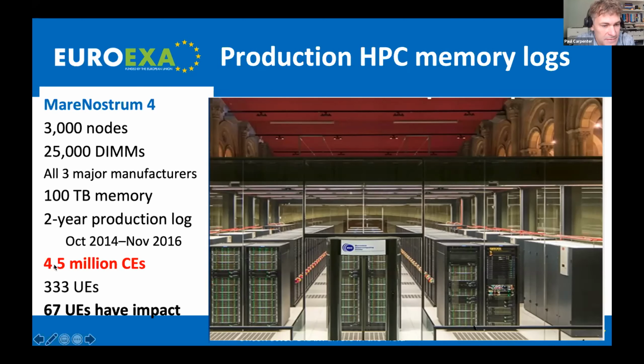During that period of just over 2 years, there were 4.5 million corrected errors, so lots, but only 333 uncorrected errors. And the UEs are also quite bursty. You tend to have a UE and then, bang, bang, bang, a few more UEs right in succession. So really only the first one is going to matter. Once you deal with this burstiness aspect, you're down to 67 UEs. So there are many orders of magnitude, as of course people know, between corrected errors and UEs.